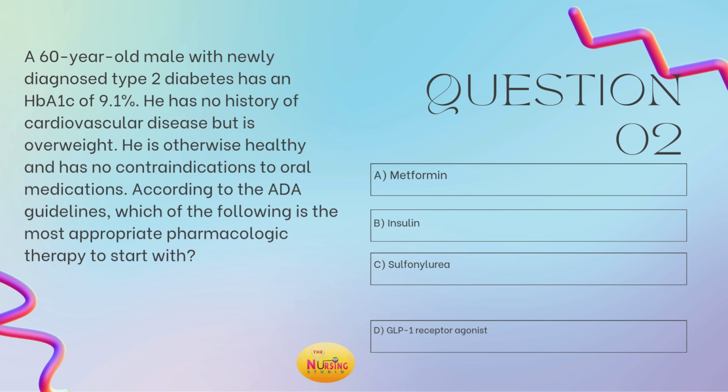9.1%. So, what is our first line therapy for our diabetics? Your best answer is A, metformin. Do not get hung up because we have simply told you it was a new diagnosis, A1C is this, and think that you need to go a different direction. Well, we start with metformin.